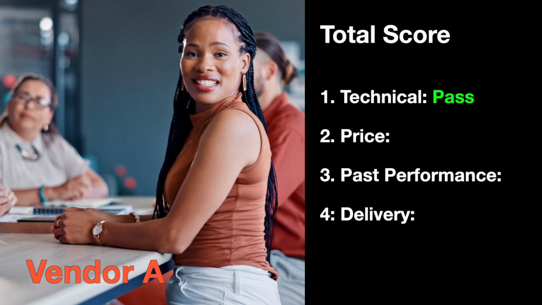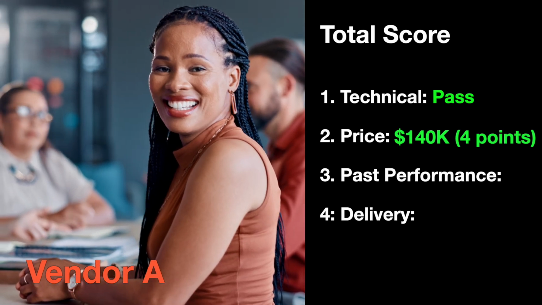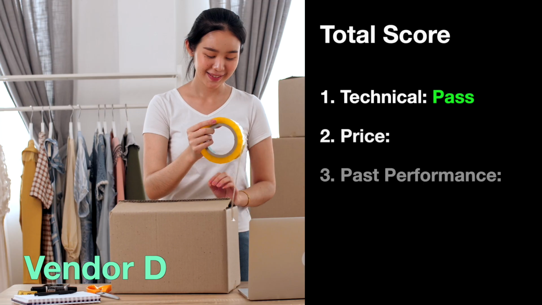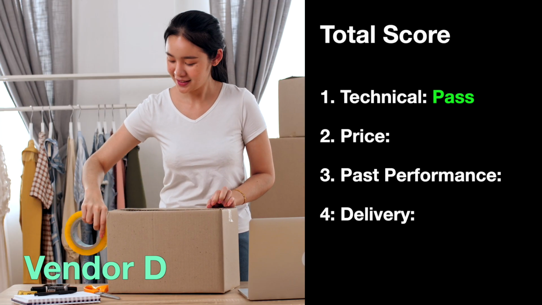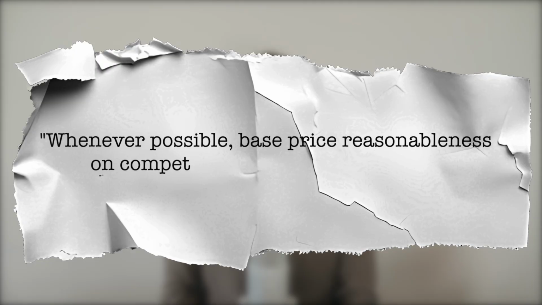Vendor A, with the lowest price among the remaining vendors, is assigned 4 points in this example grading system, while vendor D, being the second lowest offer, is assigned 3 points. At this stage, vendor A is deemed the lowest priced, fair and reasonable offerer in accordance with FAR 13.106-3, which states, whenever possible, base price reasonableness on competitive quotations or offers.